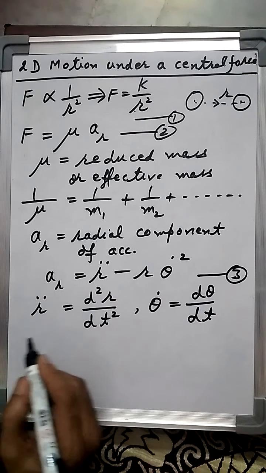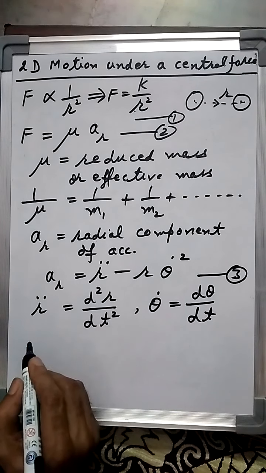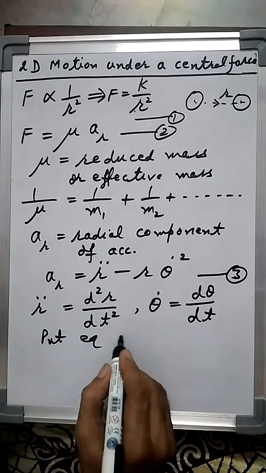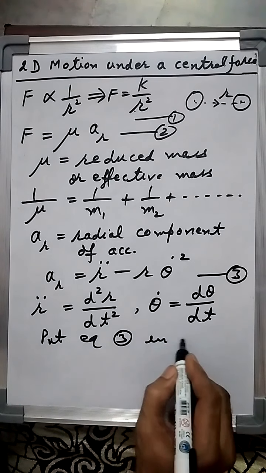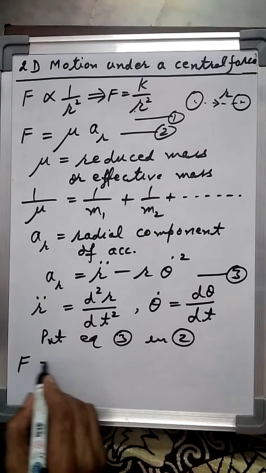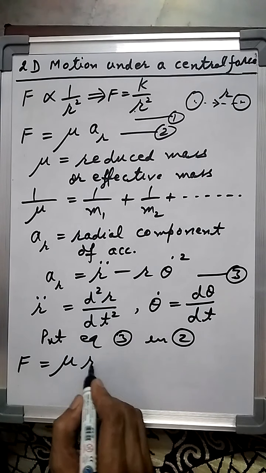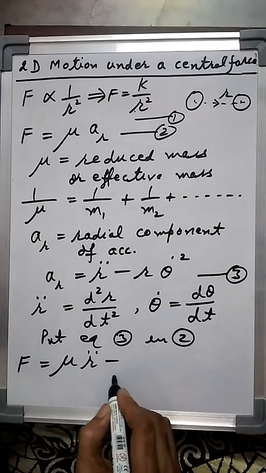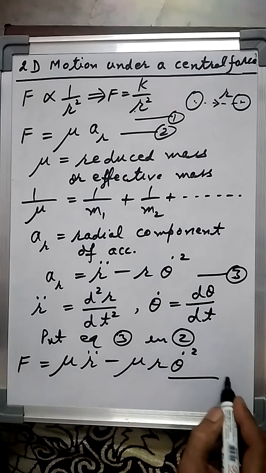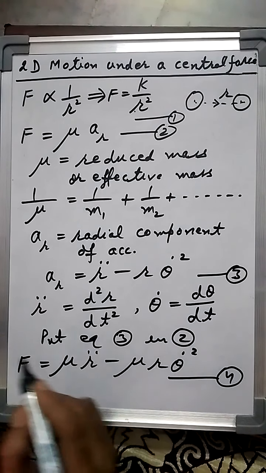Now we shall put equation number 3 in equation number 2. So F can be written as mu r double dot minus mu r theta dot square. Equation number 4.